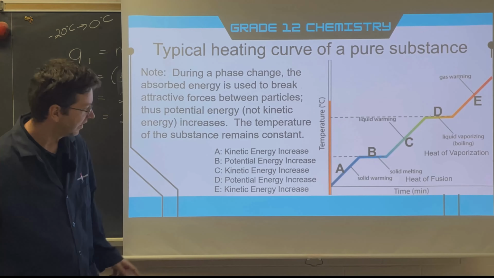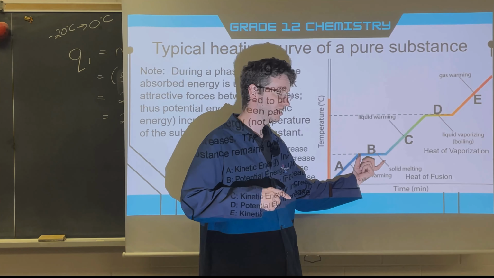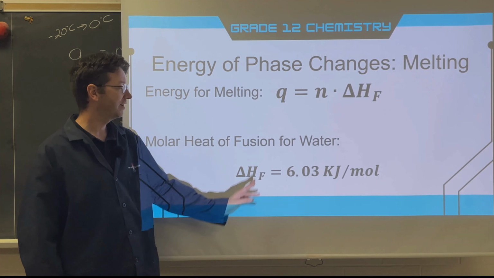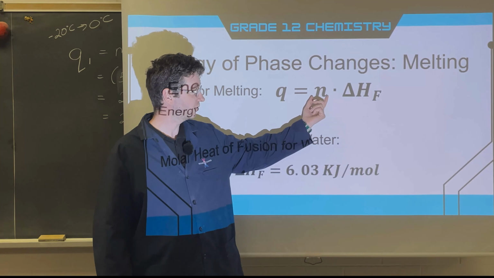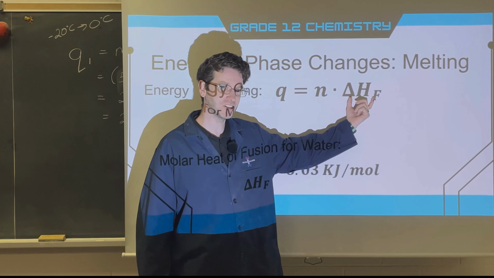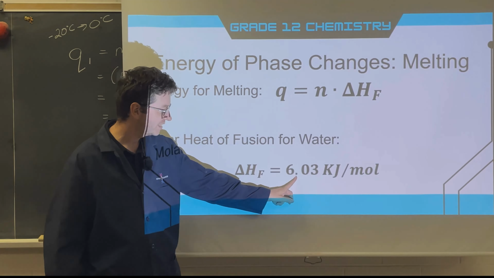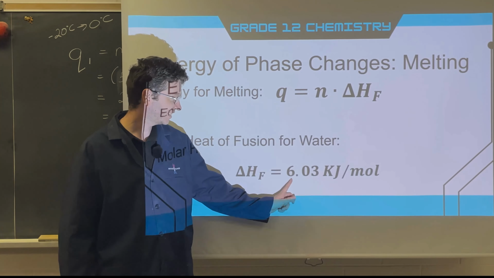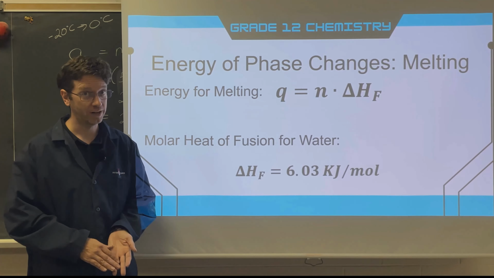Let's move on. Now that we've brought it from minus 20 to 0, we need to melt it. So change its state from solid to a liquid. To do that, we're going to use this equation for the energy for melting. It's n, which is the number of moles, times our molar heat of fusion. This is another constant you're going to have to look up. It's different for different substances. But for water, it's 6.03 kilojoules for every mole. So that means it takes 6.03 kilojoules to melt 1 mole of water.